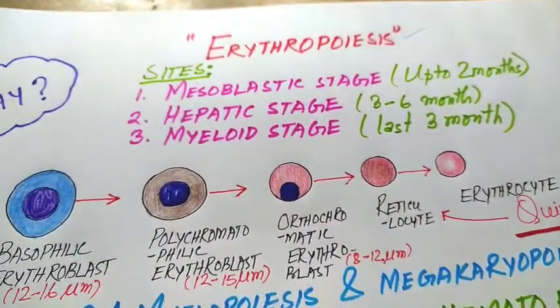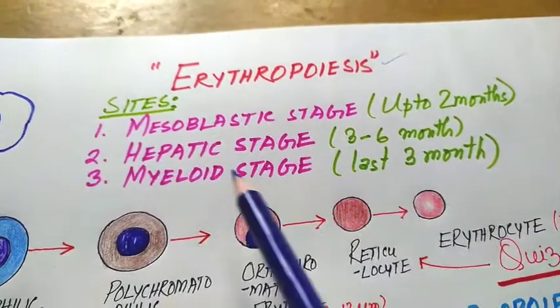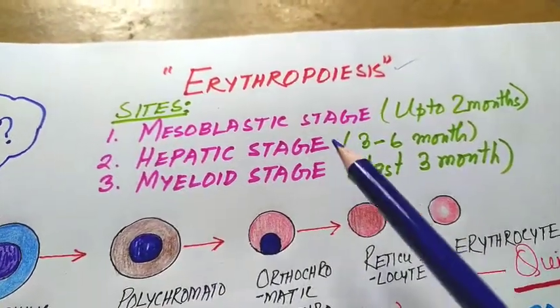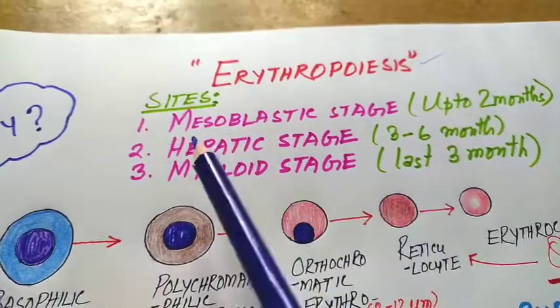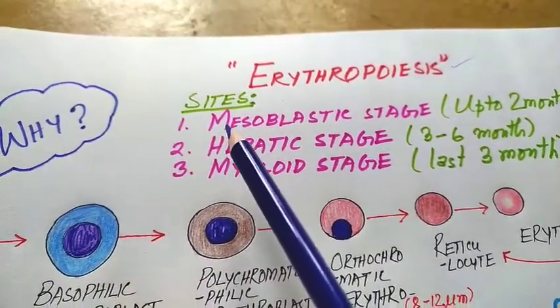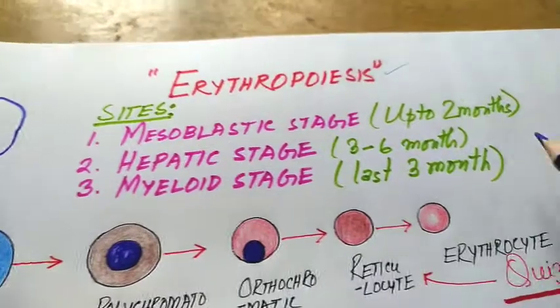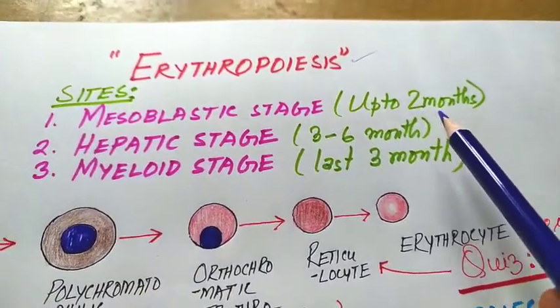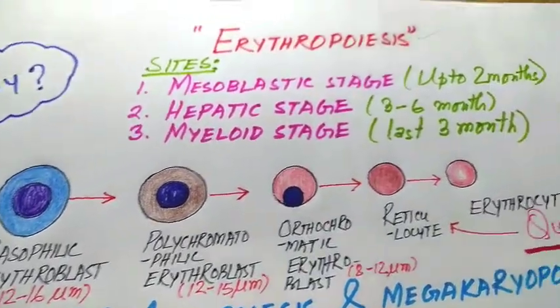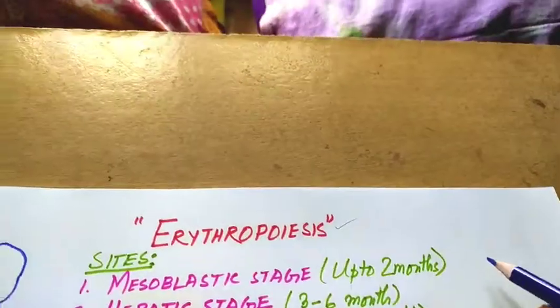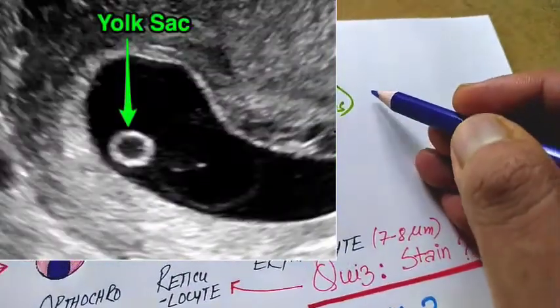Now, in the gestational period, there are a few sites according to the gestational age. The first stage of erythropoiesis is the mesoblastic stage. It occurs up to 2 months of gestation, and in this case there is production of RBCs from the yolk sac.